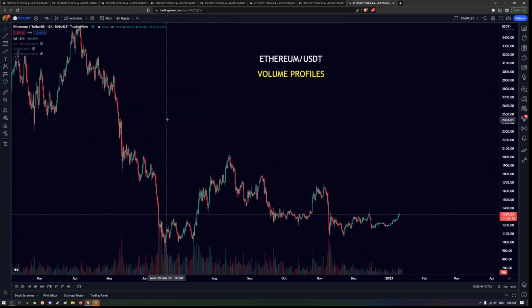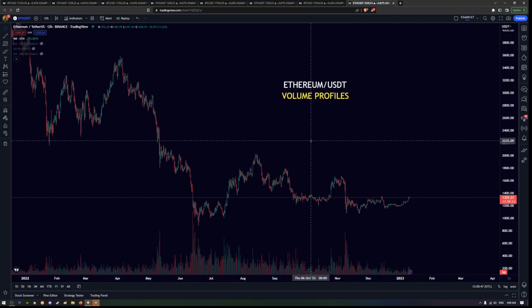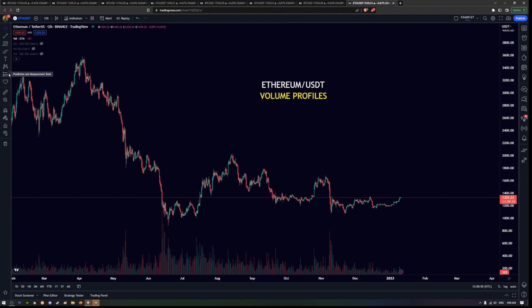This will be Ethereum. Now this one's a different tool. This is the fixed range volume profile. So if you come into the left side panel over here where your long positions and your date range tools are, it'll be at the bottom. Fixed range volume profile. So this one, as it sounds, it's fixed to the chart. So wherever you put it, that's where it's going to stay. It won't adjust if you move your chart around.